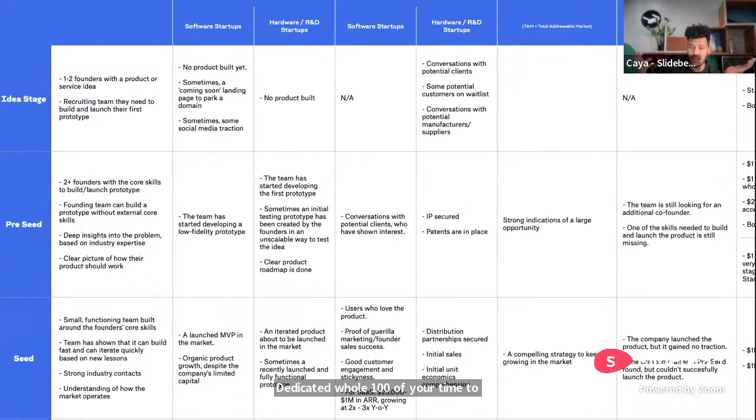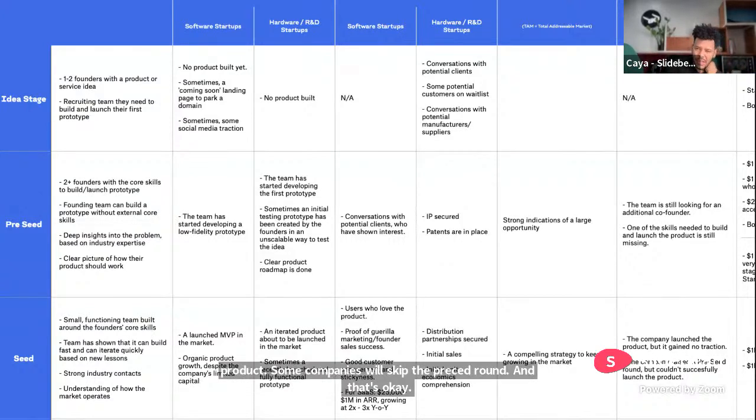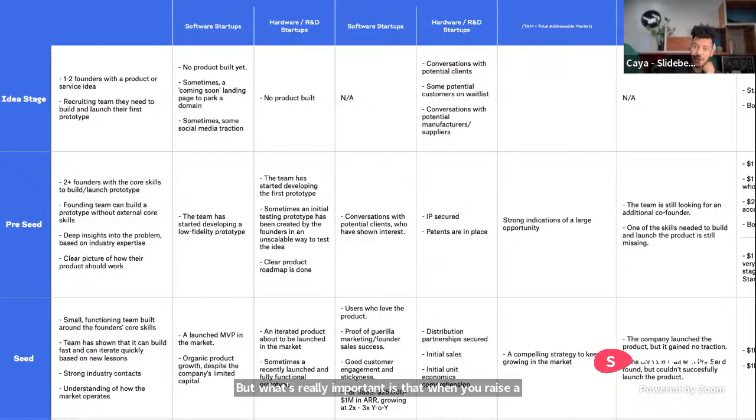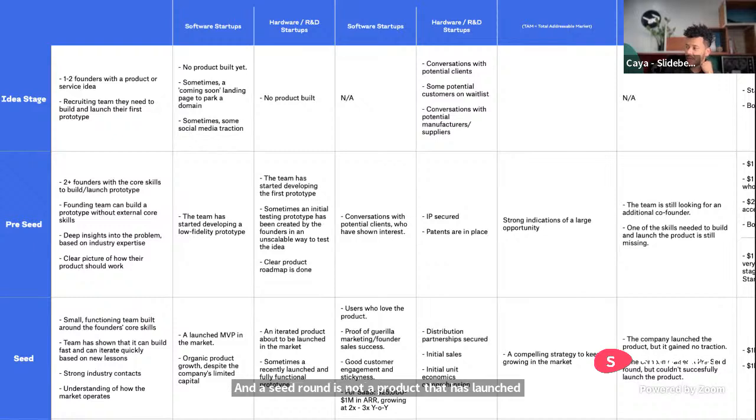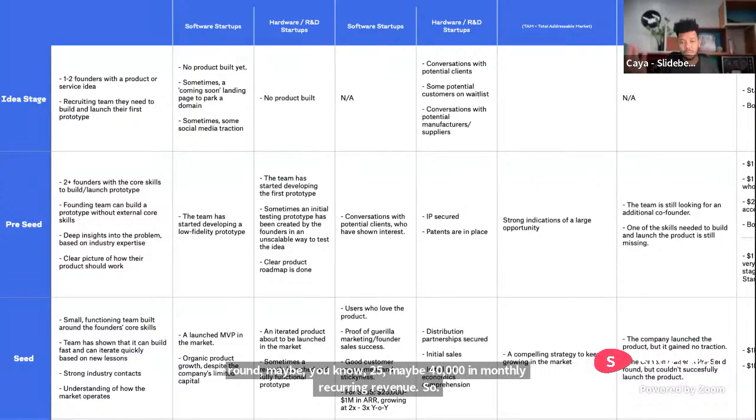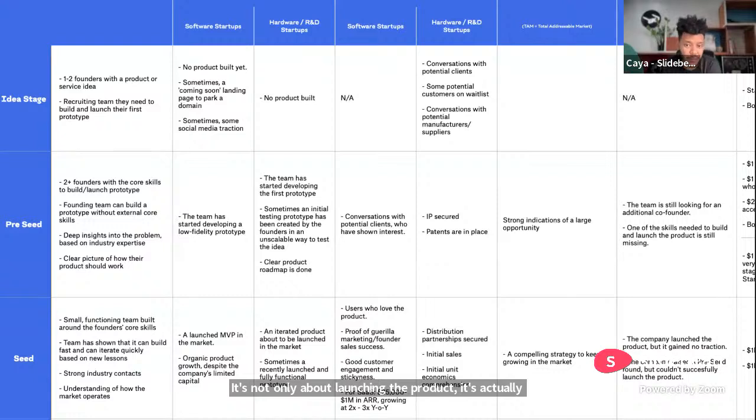Some companies will skip the pre-seed round, and that's okay. But what's really important is that when you raise a pre-seed round, the money that you raise needs to be enough to get you to the next fundable milestone, which in this case is seed. And a seed round is not a product that has launched recently. It's a product that has launched and has traction and has growth. For a SaaS product, your traction needed for a seed round may be 20, 25, maybe $40,000 in monthly recurring revenue. So it's not only about launching the product, it's actually getting it to $40,000 in MRR, which is not easy, right? It takes a while.